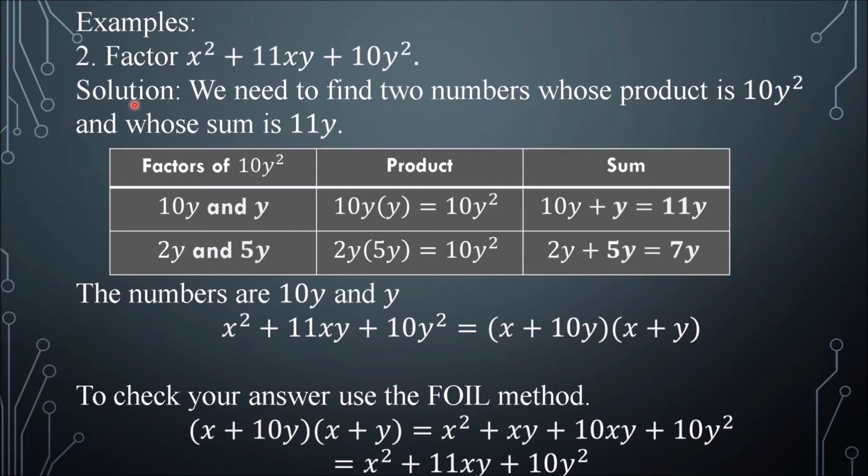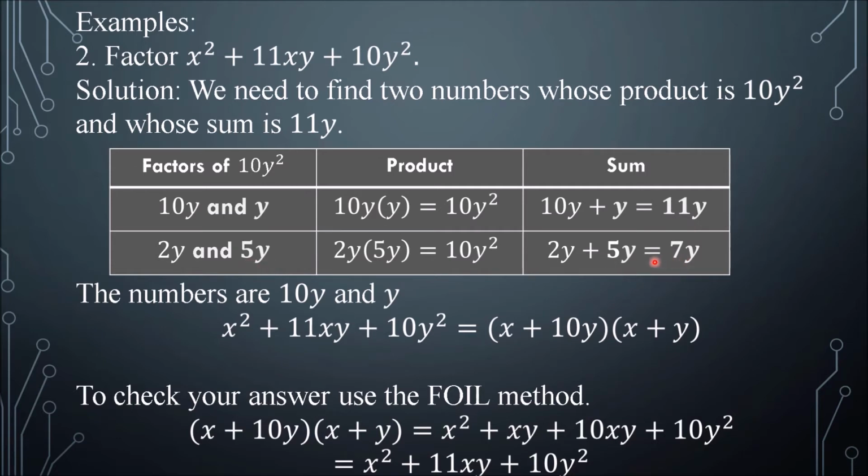Next, we have number 2, factor x squared plus 11xy plus 10y squared. Now this time we have the y. So again, we need to find two numbers whose product is 10y squared and whose sum is 11y. So what are the factors of 10y squared? We have 10y and y, and we also have 2y and 5y. Because 10y times y is 10y squared, and 2y times 5y is 10y squared also. That's the product. Now let's have the sum. 10y plus y is 11y. 2y plus 5y is 7y.